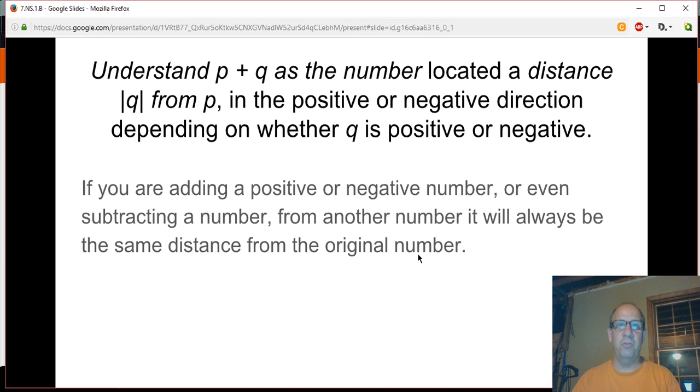So, like 4 plus 3 will be the same distance away from 4 as 4 plus a negative 3. Also, 4 minus 3 will be the same distance as 4 minus a negative 3. They'll all be the same distance away. They'll all be 3 away, because the second number is always 3 or a negative 3.